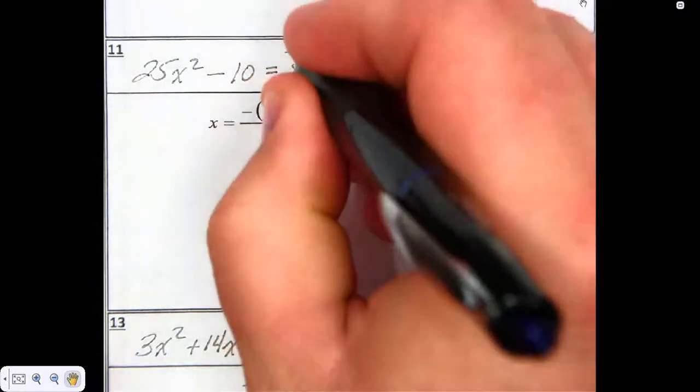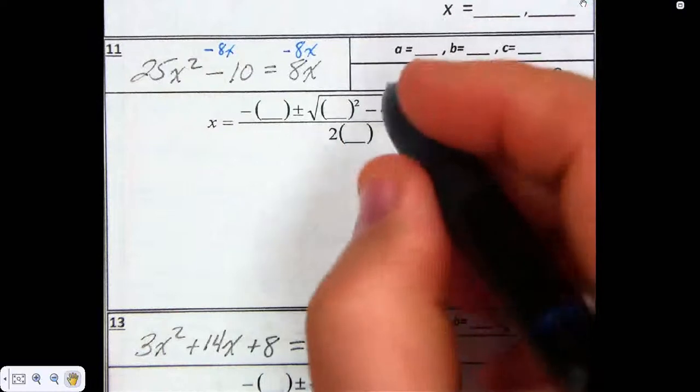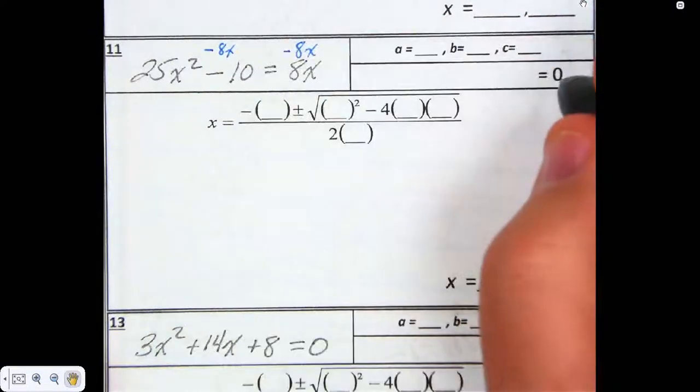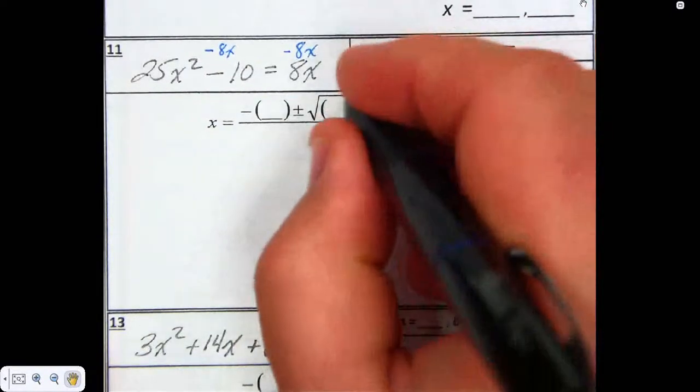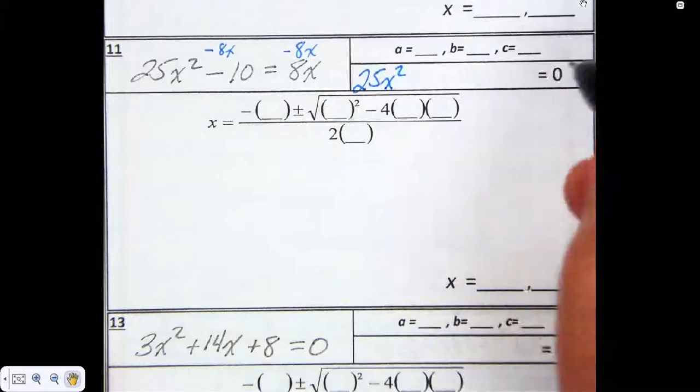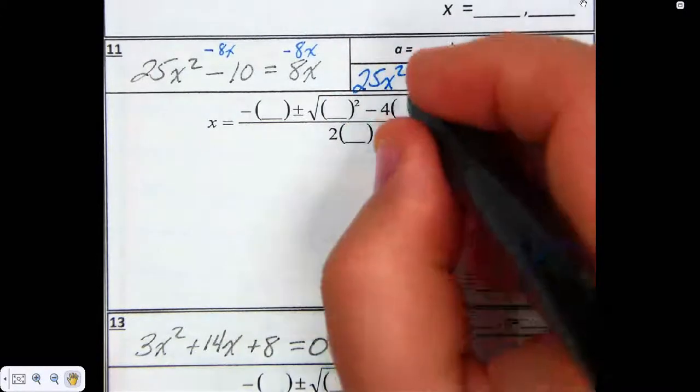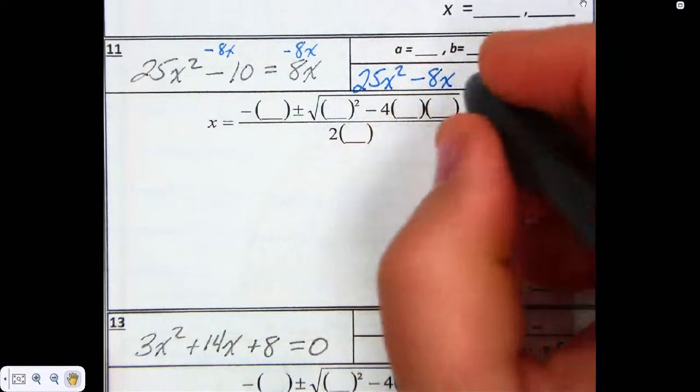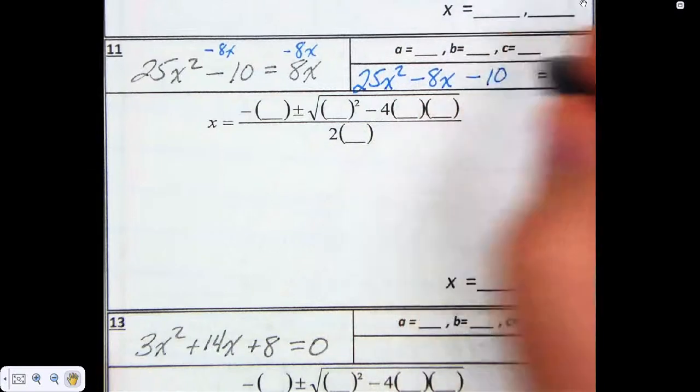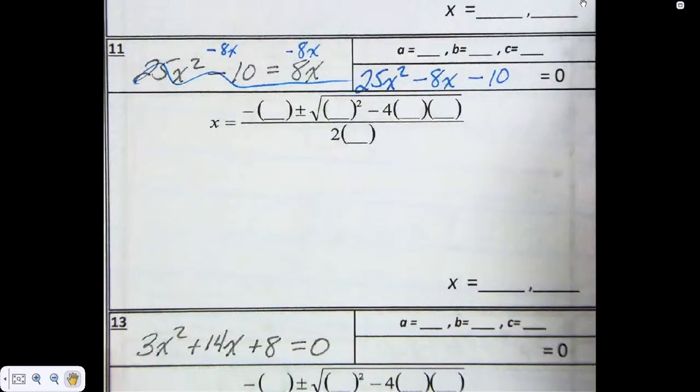I need to make that into a 0, so subtract negative 8x from both sides. That makes the right side 0, which is what I want. What's left on the left now? 25x squared. What should I put second? Minus 8x. And then what? Minus 10. Now I know what my A, B, and C are, don't I?